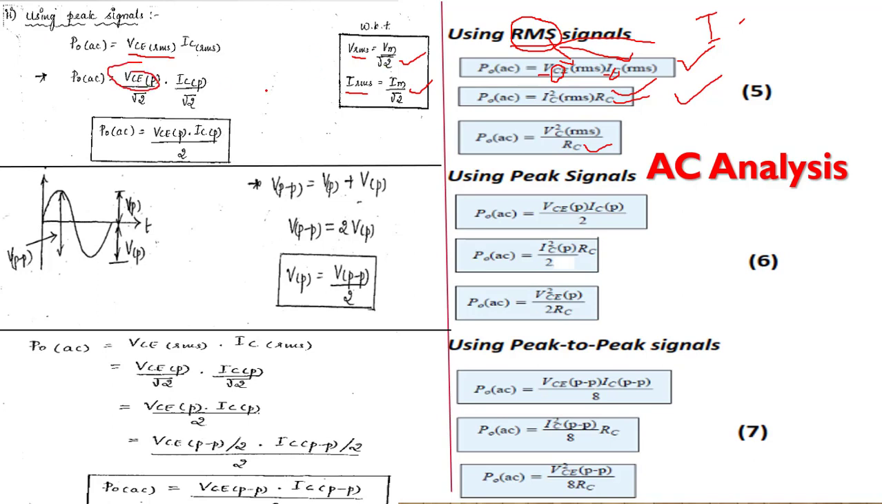Instead of Vm we are taking VCE peak. So VCE RMS is equal to VCE peak into root 2, and IC RMS is equal to IC peak into root 2. So if I multiply this, I am getting VCE peak into IC peak, divided by 2. That is the answer. The same I can represent in I and R, or in V by R: V square by R, I square into R, V into I. So this is called the peak signal relation.